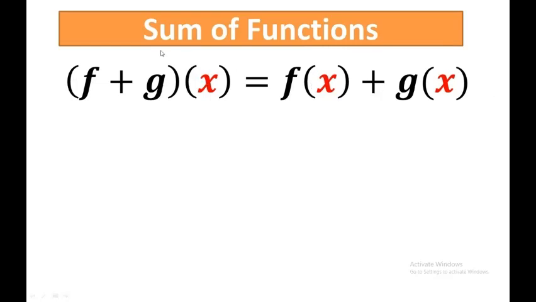We are doing a distributive property here. We distribute the x to the f and the x to the g. That's why we have the f function of x plus the g function of x. Example number 1.